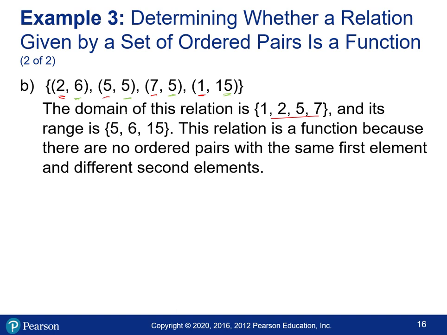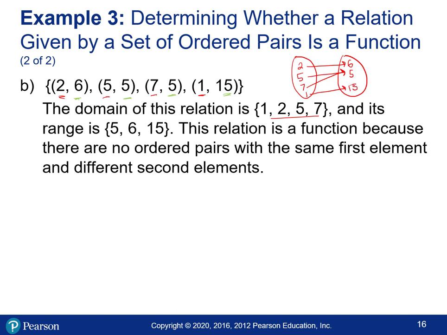Even though 5 got repeated twice, it's okay, because if you want to draw it, this will probably help you. And so if you're ever confused, just draw it. If you draw this as the domain elements and the range elements, take a look, it's still going to be a function. So 2 goes to 6, 5 as an input went to 5 as an output, 7 as an input went to 5 as an output, and then 1 as an input went to 15 as an output.